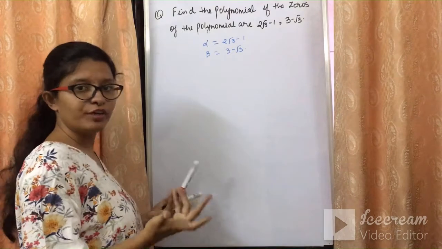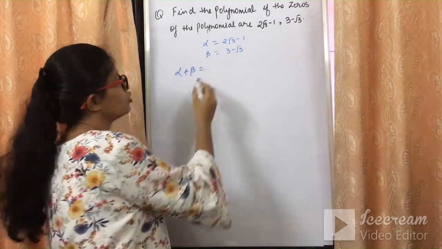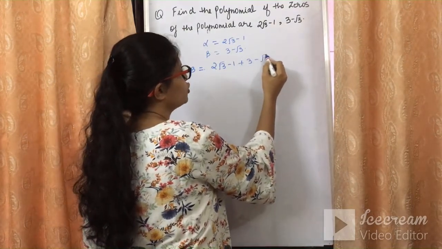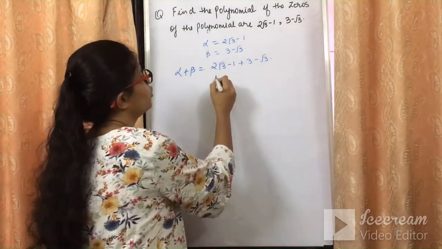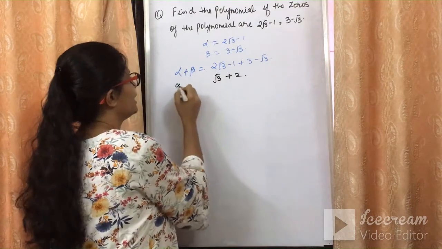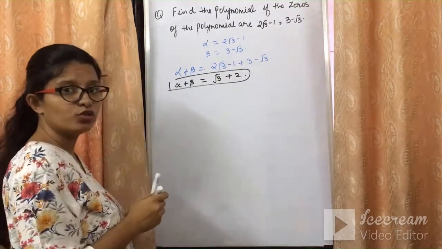Again, what we need to take out? We need to take out the sum of the zeros of the polynomial, that is alpha plus beta. So if you add them, let's see what happens: 2 root 3 minus 1 plus 3 minus root 3. So 2 root 3 minus root 3 will give you how much? Will give you root 3. Minus 1 plus 3 will be plus 2. So what is alpha plus beta? It is root 3 plus 2. So sum निकल आया, root 3 plus 2.